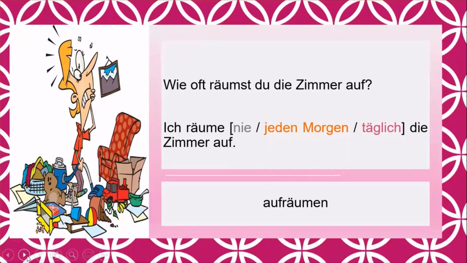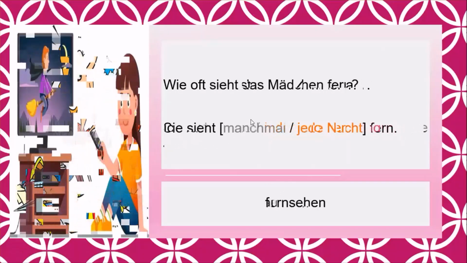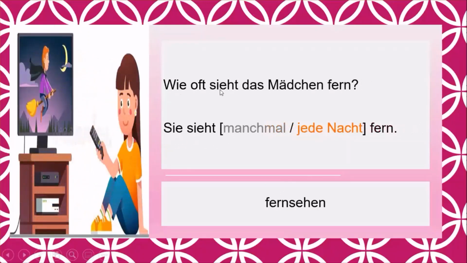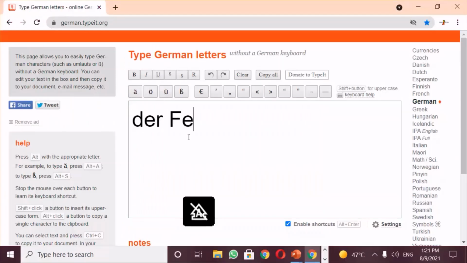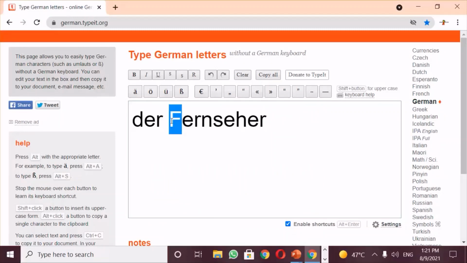Moving on. Wie oft sieht das Mädchen fern? The television set itself is the noun der Fernseher with a capital F because all nouns have the first letter in capital.